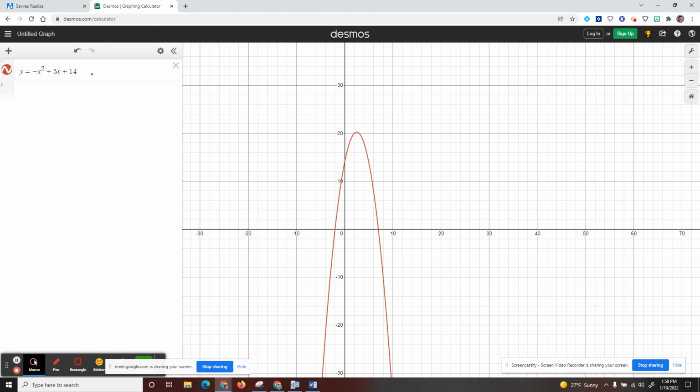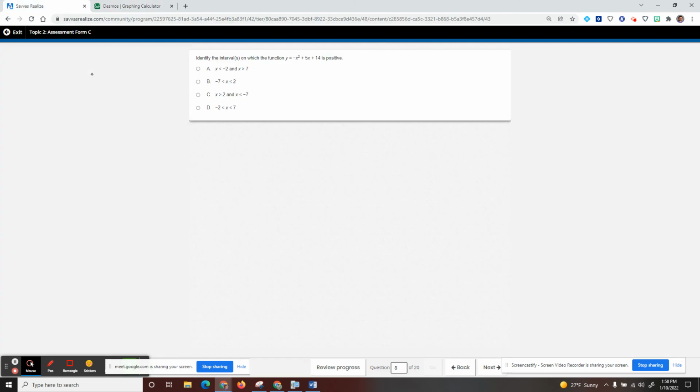This graph is positive when it's above the x-axis. It's negative when it's below. Okay, so that's what positive and negative of graphs are. So if I'm interested in where it is above, I want to know where it is crossing, right? So it is positive between -2 and +7. All right, so I go and look at the answer choices. It is positive between -2 and +7. So D is going to be your answer here.